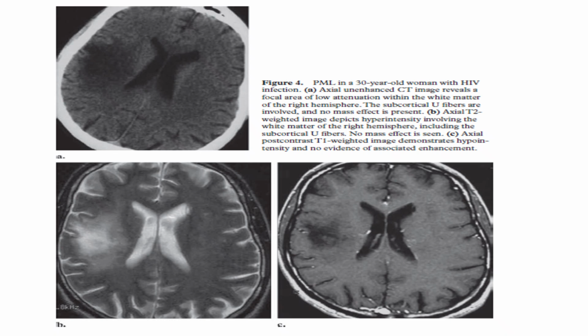In the second image, axial T2 weighted image depicting hyperintensity involving the white matter of the right hemisphere, including subcortical U fibers. There is no mass effect seen. In the third image, there is an axial post-contrast T1 weighted image demonstrating hypointensity and no evidence of associated enhancement.